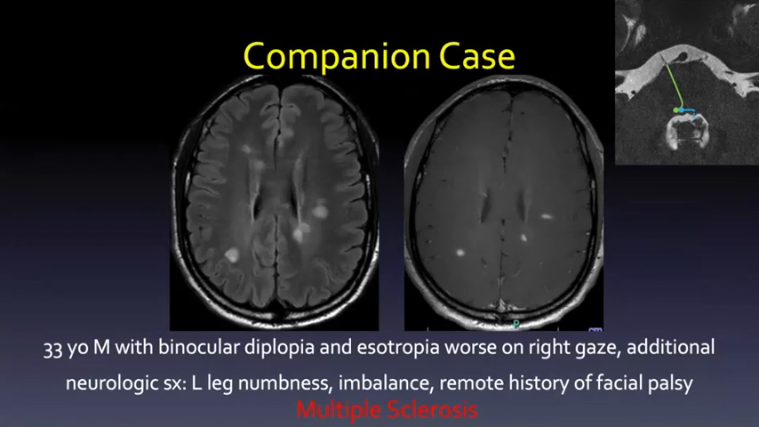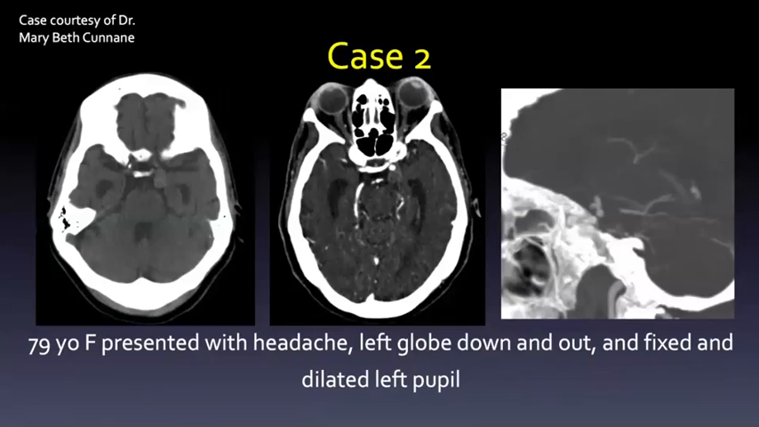Our next case is courtesy of my colleague, Mary Beth Kinane. This was a 79-year-old female who presented with a headache, down and out globe, and a fixed and dilated left pupil. And because of that history, we're really thinking about a pupil-involving third nerve palsy, so a CTA was performed.